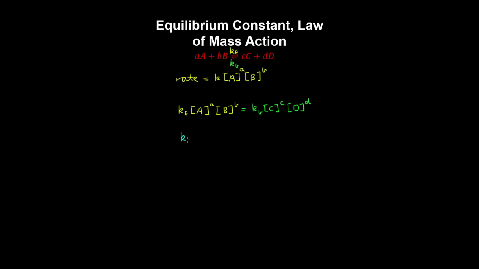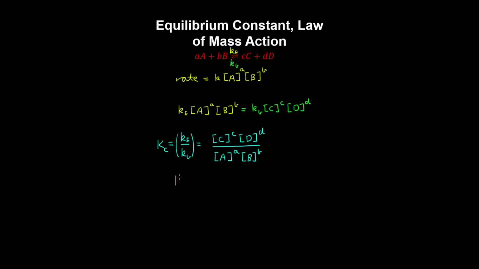And therefore, if we divide through by the rate constant in the backward direction, and divide through by the concentrations of the reactants, this is equal to a constant, which is known as the equilibrium constant in terms of the concentrations.